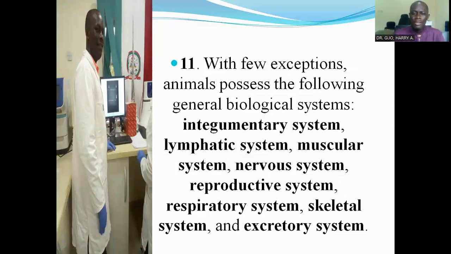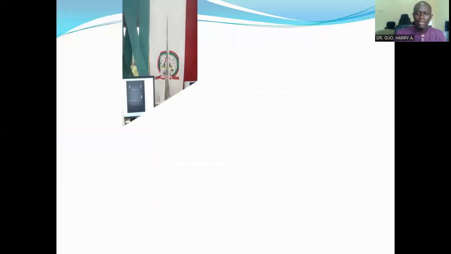With few exceptions, animals possess the following general biological systems. They have integumentary, lymphatic, muscular, nervous, reproductive, respiratory, and excretory systems. They have various systems that carry out various functions in the bodies of these organisms.